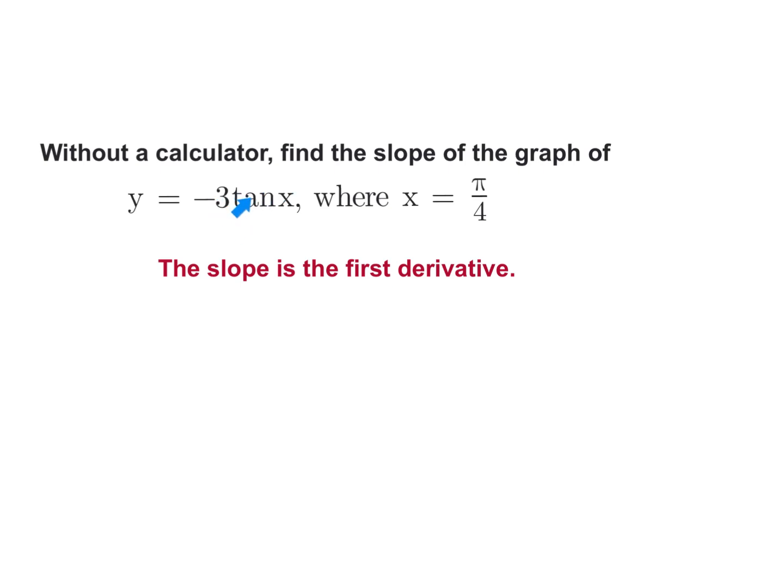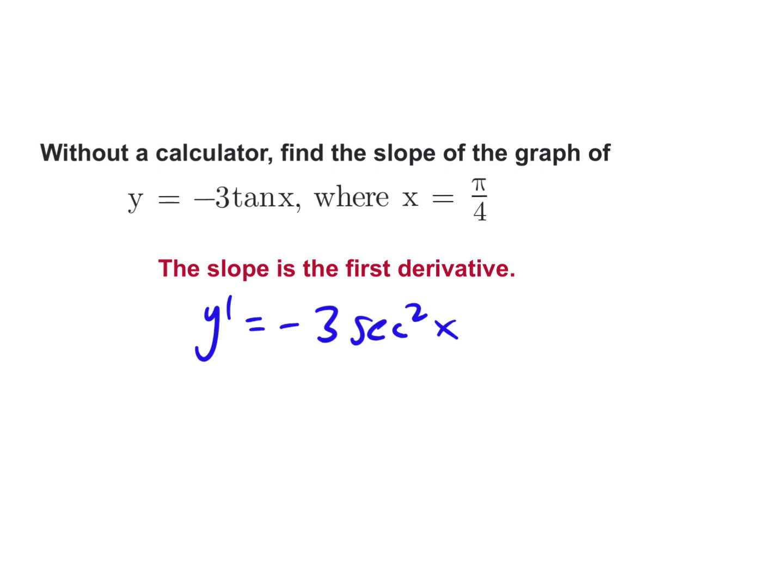Do I need to use the product rule here? No. What is the derivative of tangent x? Secant squared, okay, and then the -3 just goes along for the ride. So the first derivative is -3 secant squared x. Now, one mistake that sometimes people make is they try to plug the pi over 4 in right away, and then you're taking the derivative of a constant. Obviously, don't do that. That would be a problem, okay?